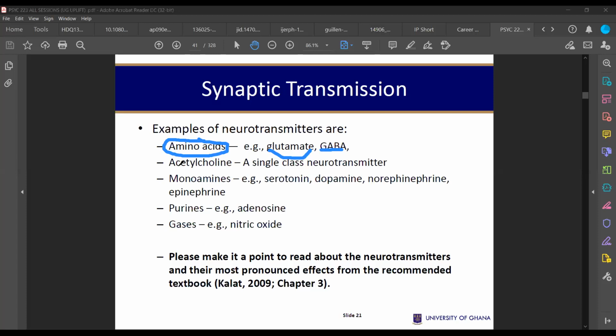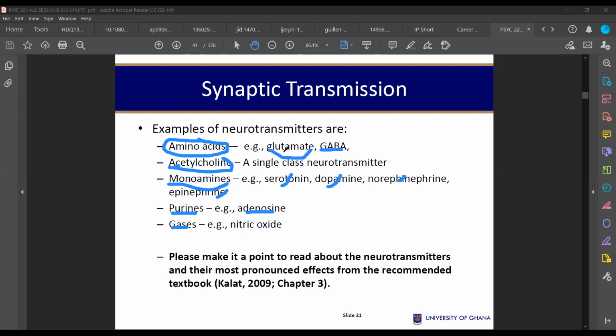Then acetylcholine has its own class, known as acetylcholine. Then monoamines. Within monoamines, we have different types: serotonin, which is a neurotransmitter, dopamine, norepinephrine, and epinephrine. Then we have another class known as purines, and under purines, we have adenosine. Then some gases also serve as neurotransmitters, like nitric oxide.